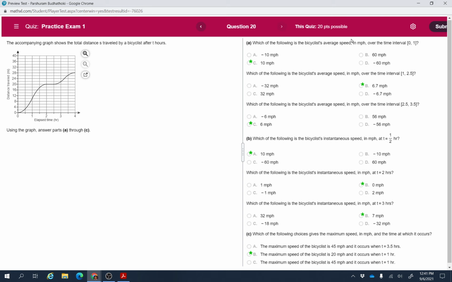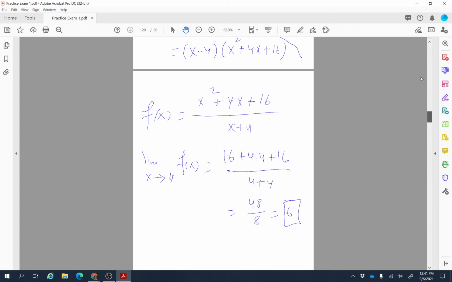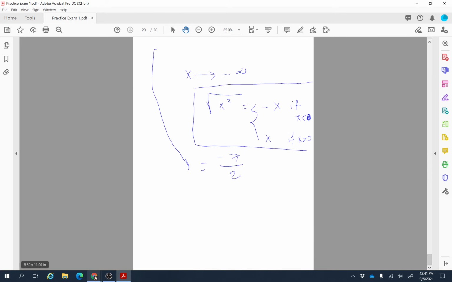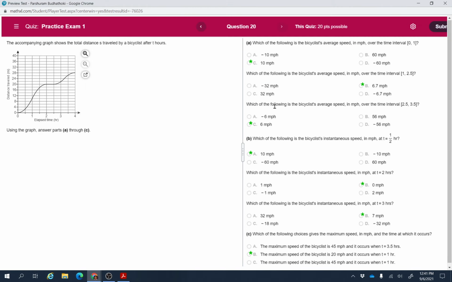Because to find the average speed, you just have to find the average value on that interval by using the formula f of b minus f of a over b minus a. The first formula we write, you have to use the same formula for finding the average speed. And now you can do the same thing for the rest of the problem.